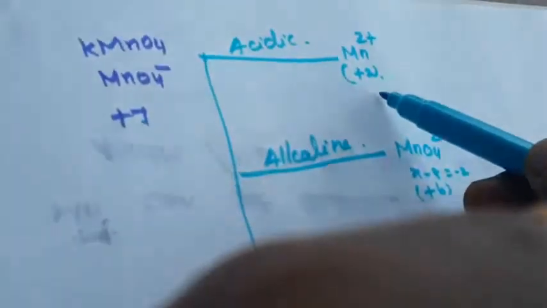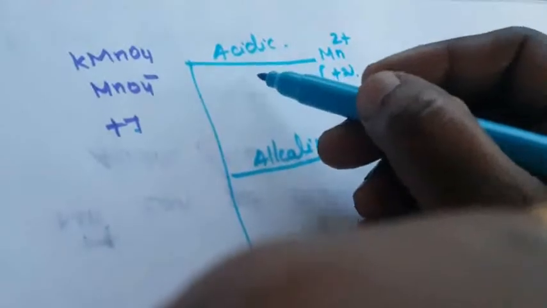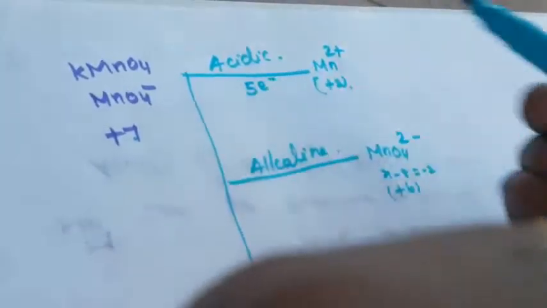In acidic medium, how many electrons are gained? +7 is reduced to +2, so 5 electrons are gained. Here +7 is reduced to +6, so 1 electron is gained. Here +7 is reduced to +4, so 3 electrons are gained. So the oxidizing property of the acidic medium is more than alkaline and neutral.